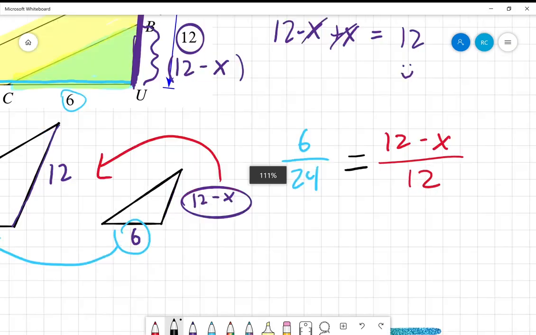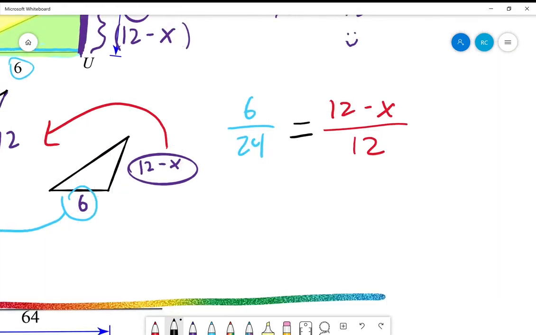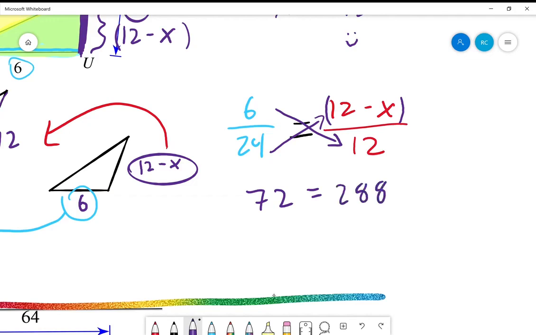Okay, so now let's focus in on our proportion here. And let's use that nifty trick of cross-multiplying that we just learned. 6 times 12 is, I believe, 72. 24 times 12 minus X, now be careful, there are parentheses here, so don't forget to distribute. 24 times 12, I'm actually going to go ahead and use a calculator for that. 24 times 12 is 288 minus 24x.